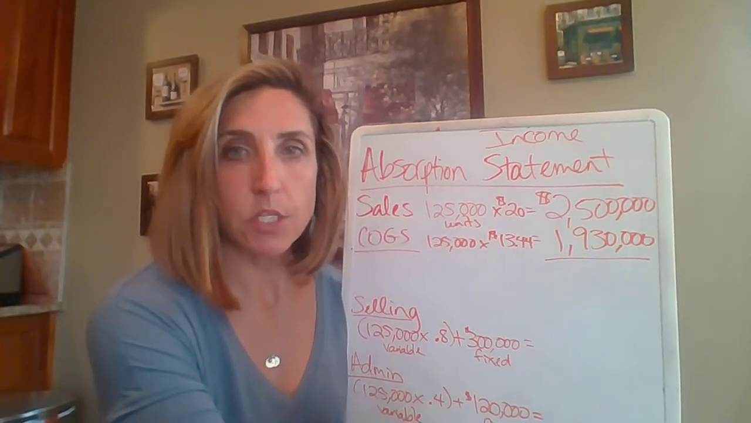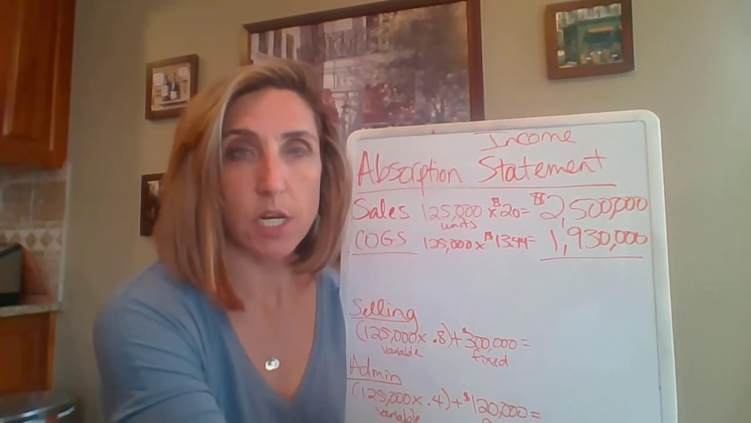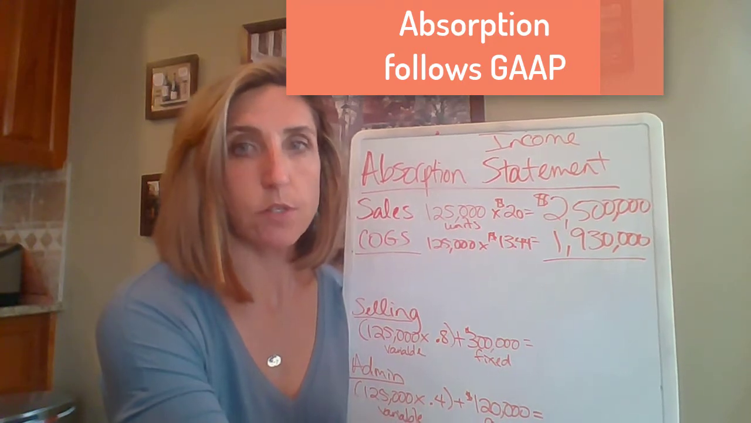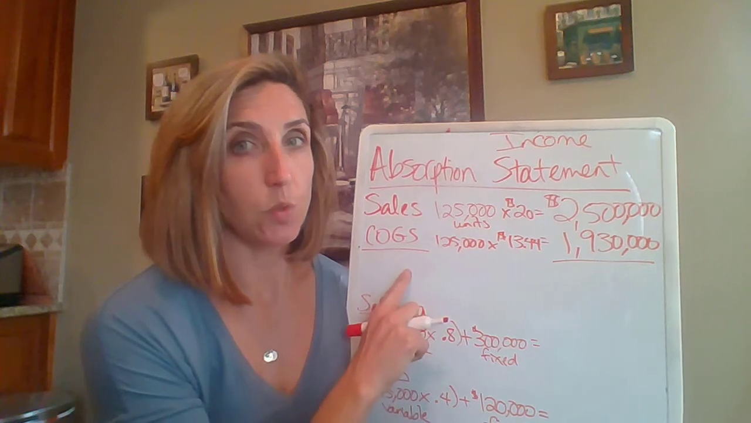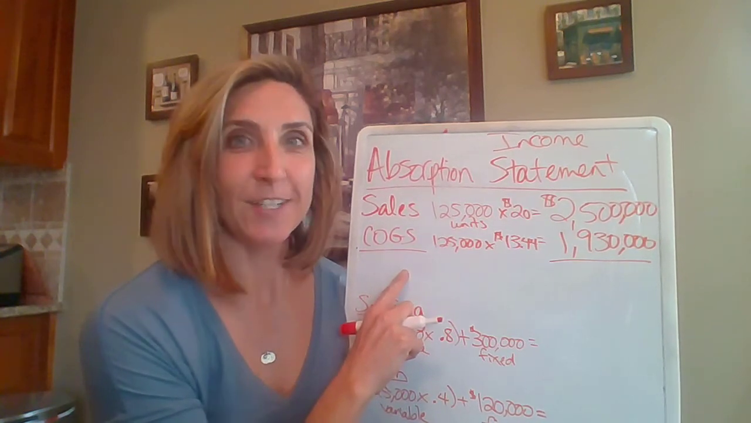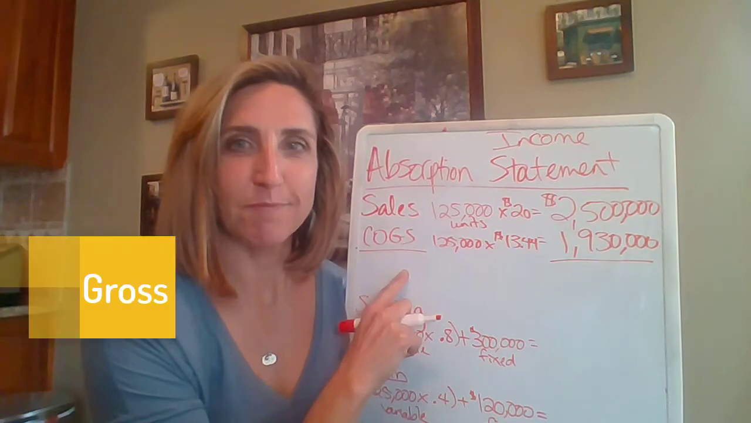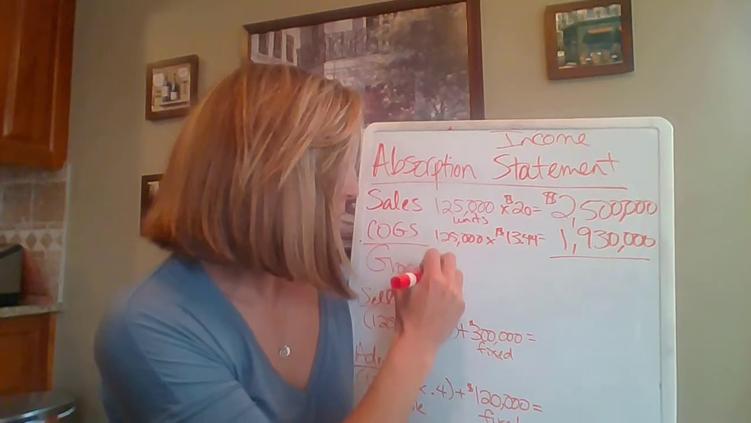Now, companies don't flip-flop between this. They have to follow the absorption costing method because it is GAAP approved. It is the one you have traditionally learned, where you take sales minus cost of goods sold, which gives you the, come on, who knows it? Maybe Josh knows it. Josh says gross margin. Yes, that is right.